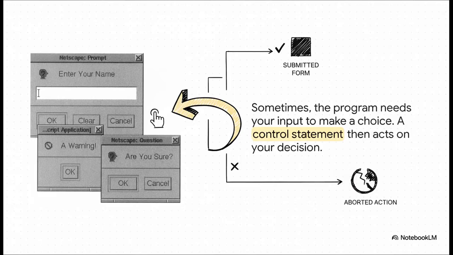Now, this is where it gets really interesting, because it connects right back to us, the users. When a website pops up a little box asking, "Are you sure?" with an OK and a cancel button, your click is what makes the condition true or false. Clicking OK might set the condition to true and submit the form, while clicking cancel sets it to false, stopping the action. You are literally guiding the program's choice.